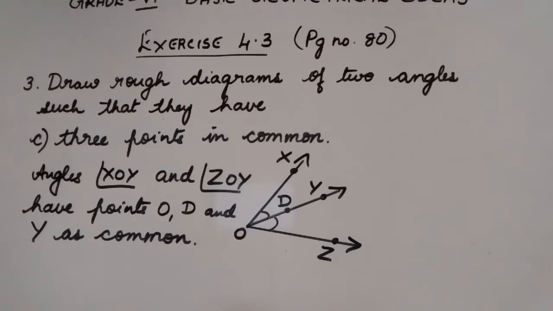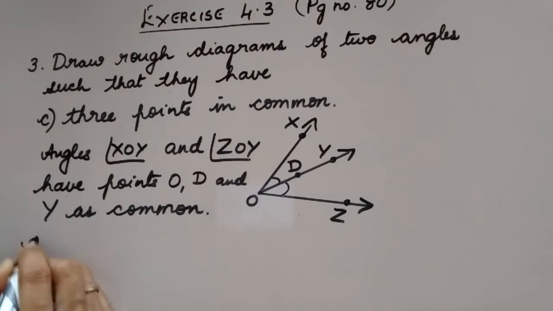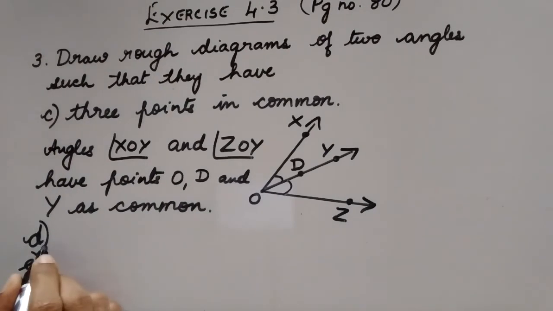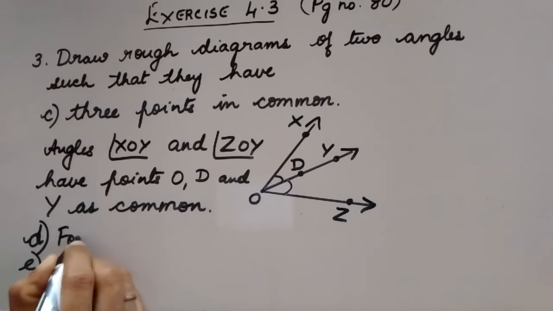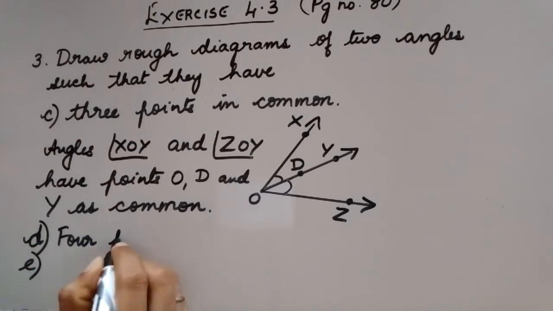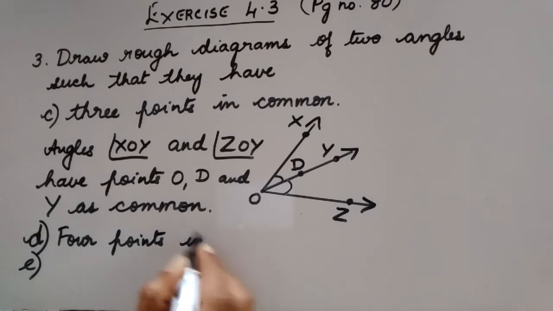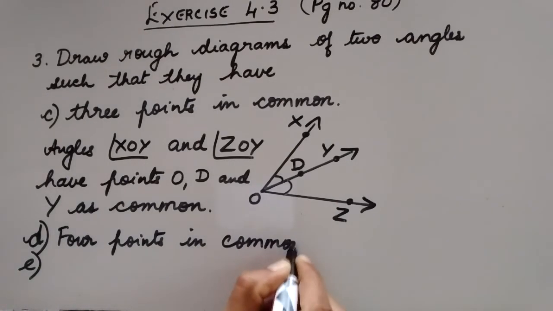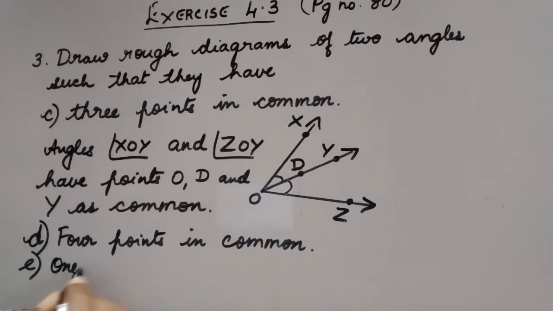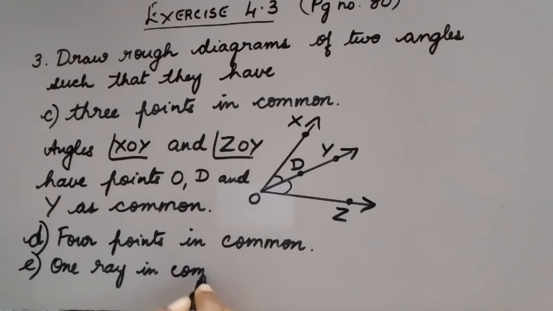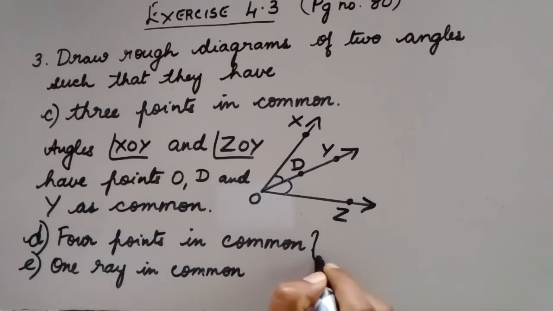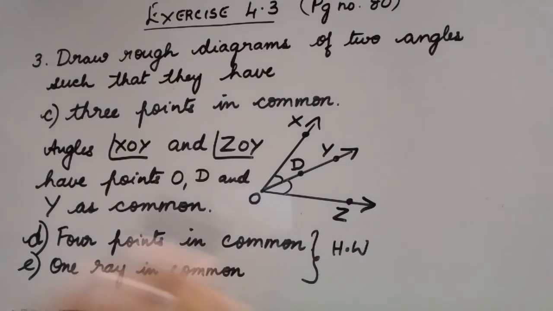Okay. And then you have D and E. D is 4 points in common. And you have the last one, ray in common. So both these are the homework problems. You need to draw the rough diagrams for D and E.